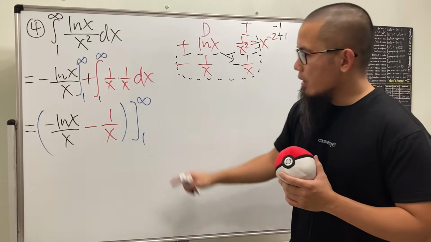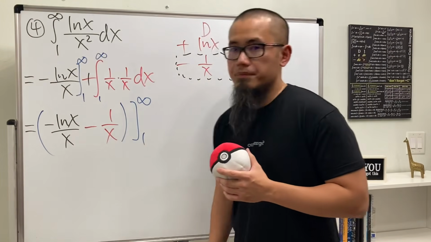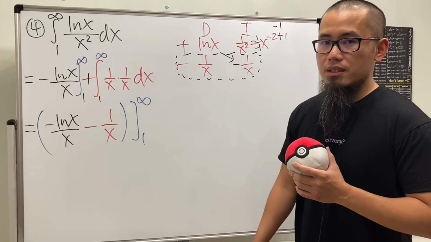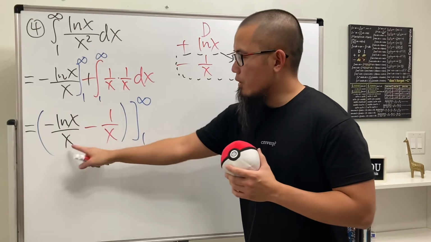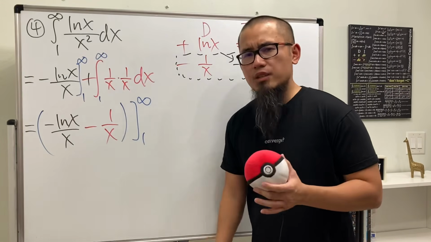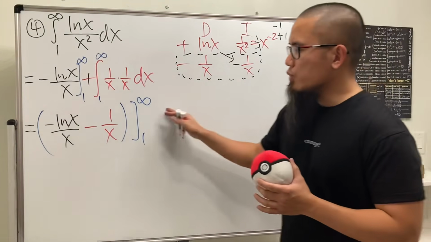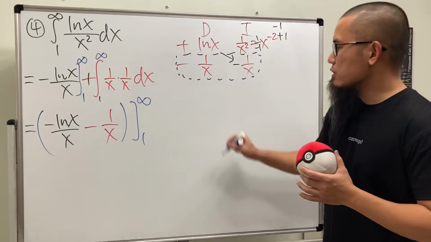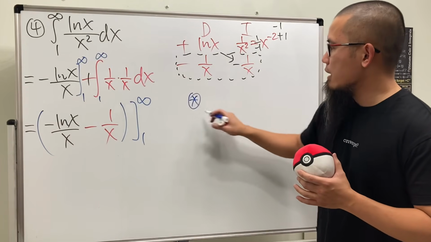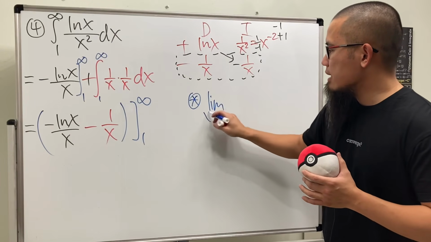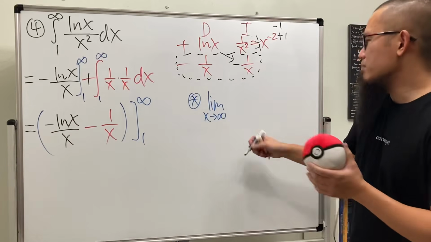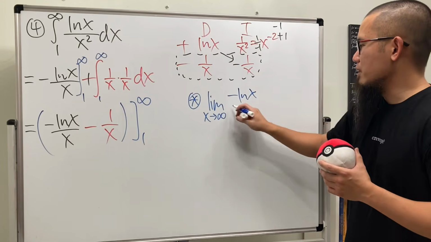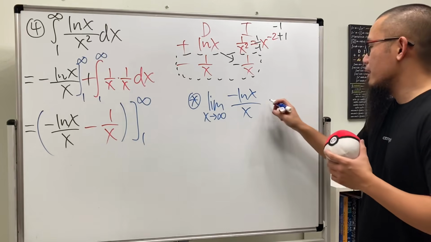Here's the deal though. When you put infinity to here, what do we get? Well, ln infinity over infinity is technically an indeterminate form, so we should put that on the side. I'm just going to make a note on the side. If we take the limit as x goes to infinity, we do have a negative. You can put it down or not. Doesn't really matter because the answer will be 0.